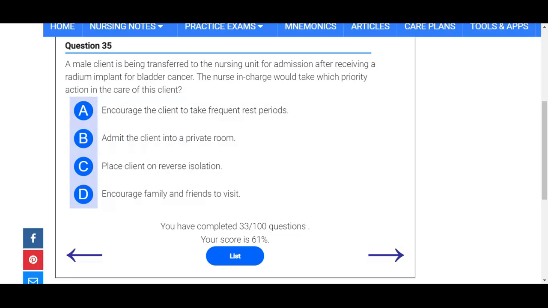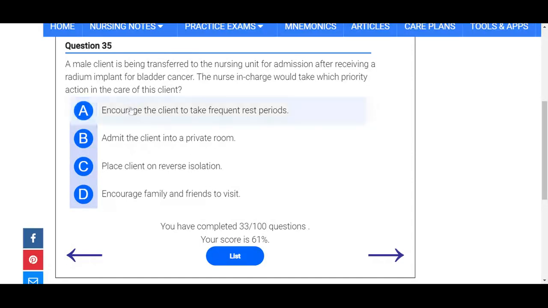First of all, I have to Google what radium implant is because I think it's my first time to encounter it. Accordingly, a radium implant is a type of radiation therapy in which radioactive material sealed in needles, seeds, wires, or catheter is placed directly in or near the tumor, also called brachytherapy or internal radiation therapy. So this is like chemotherapy, radiation therapy, but it's inside the body.